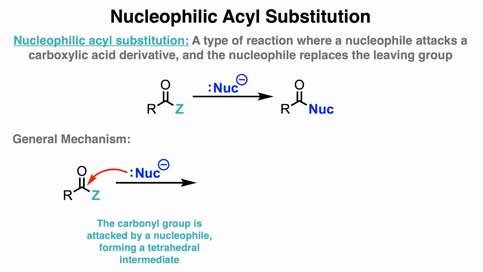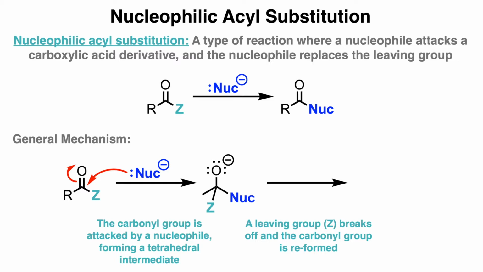First, the carbonyl group is attacked by a nucleophile and forms a negatively charged tetrahedral intermediate. Then one of the lone pairs on O- comes back down to reform the carbonyl pi bond, while a good leaving group, letter Z, breaks off. This forms a new carbonyl product.